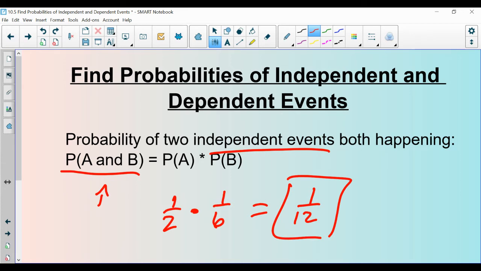So if I want to know the probability of flipping a coin and getting heads and then rolling a dice and getting a 2, 1 out of every 12 times that should happen.